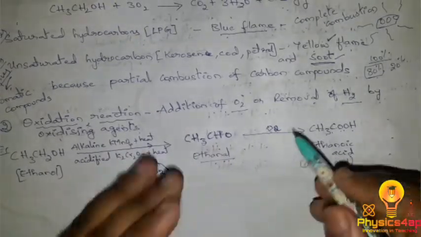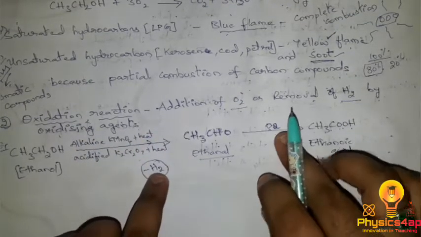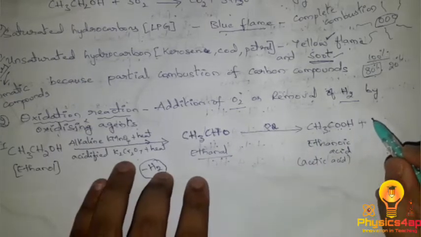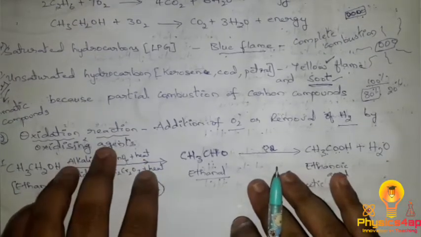Now where does the other oxygen move out? The other oxygen moves out as one hydrogen is being removed; one of the oxygen atoms combines with this hydrogen to form H2O, that is water. So is it clear with this reaction? That is the oxidation reaction.